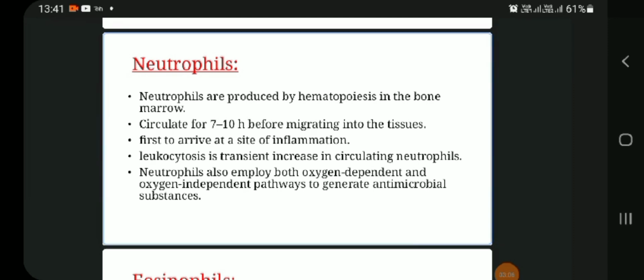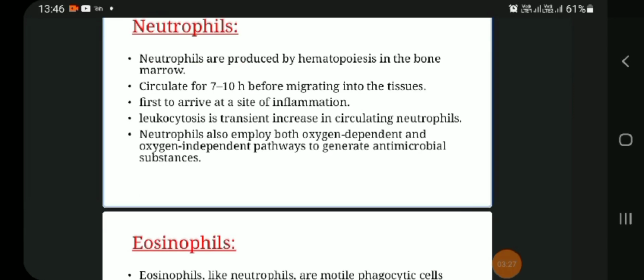So the total number of neutrophils present in the body is increased. That is called an abnormal condition, and that condition is called leukocytosis, which can be used medically as an indication of infection.